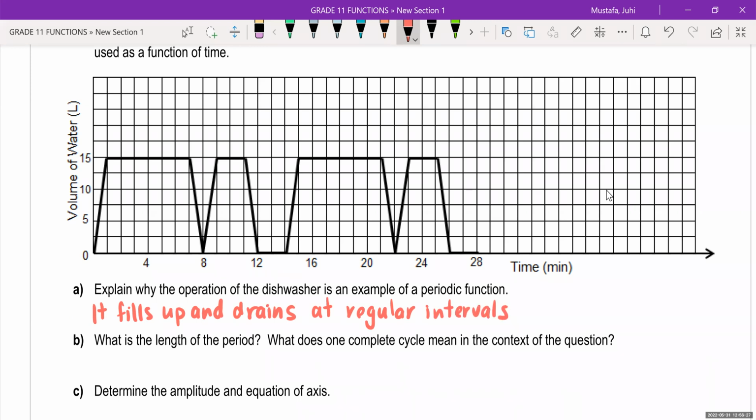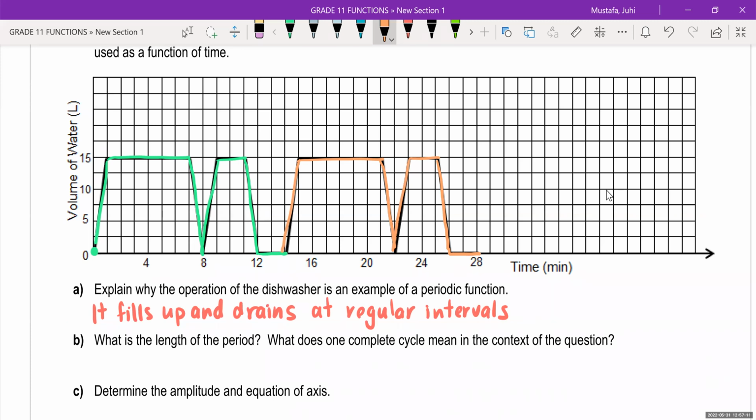Question number 2, what is the length of the period? What does one complete cycle mean in the context of this question? So if we were to just identify what's happening in this graph, we're going to notice that, let's say our starting point is here. We fill it up, then it stays in there, then it drains, then we fill it up again, it stays there for a bit, and then it drains, and then it stops. So I would say that is one complete cycle. The second cycle would be it fills up and then it stays there, it drains, it fills up again, the water stays there, it drains, and then it stays empty. So this graph, you can see there are 2 cycles of the dishwasher.